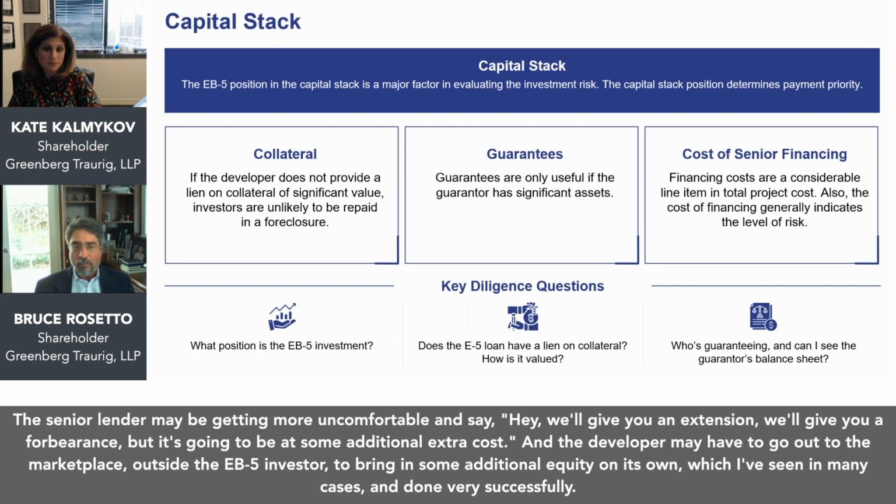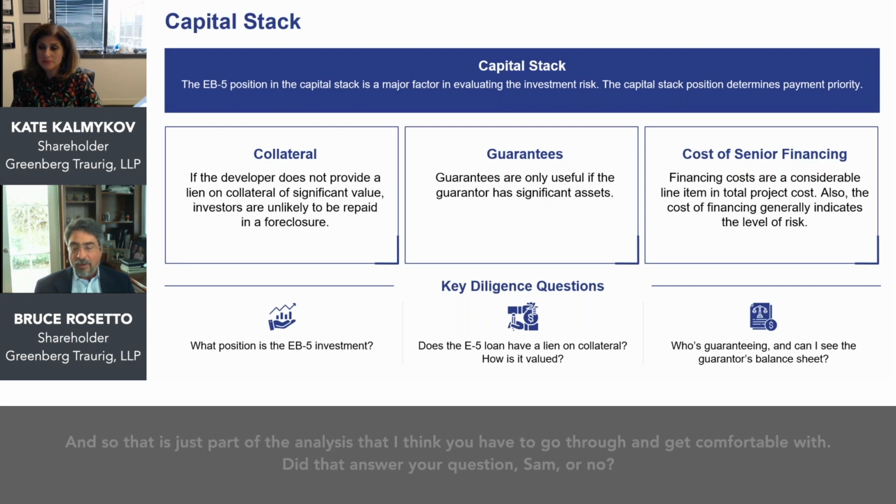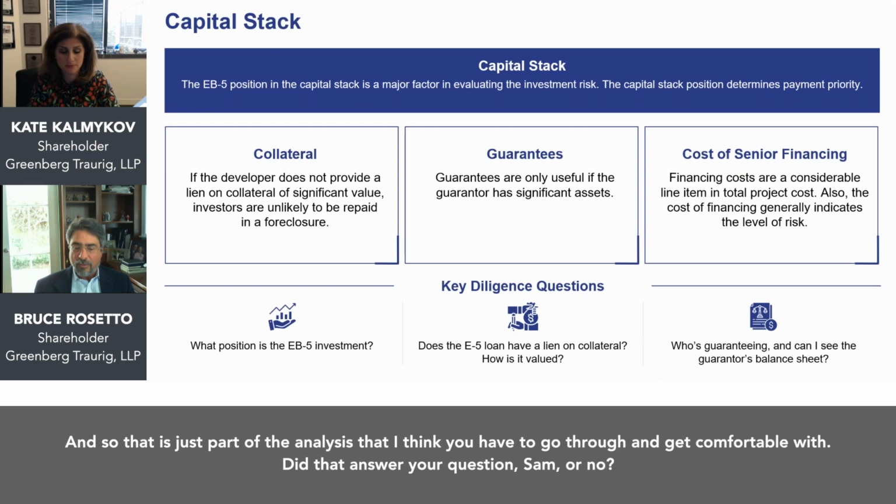equity on its own, which I've seen in many cases and done very successfully, because as you're nearing completion of the project, there's a high risk that project's still going to be successful from an investor standpoint. The margin on the profitability of the developer might be reduced, but it's likely that if you're getting near completion, the developer is going to be able to finish that project through an alternate means of financing. And so those are just part of the analysis that I think you have to go through and get comfortable with. Did I answer your question or not?